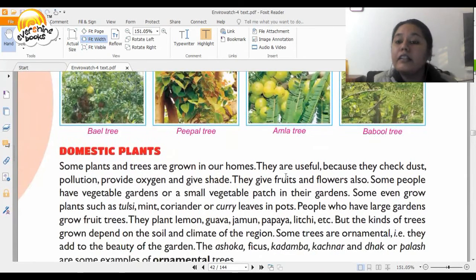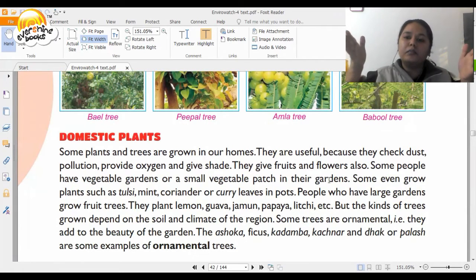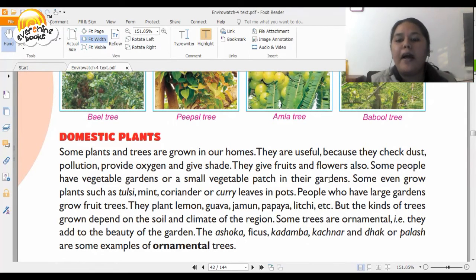Then you have domestic plants. What do you mean by domestic plants? The plants that you can grow in your house or in your home. They are useful because they check dust, pollution, provide oxygen, and give shade. They give fruits and flowers also. Some people have vegetable gardens or a small vegetable patch in their garden. So a vegetable patch means a particular area is only reserved for vegetable plants.